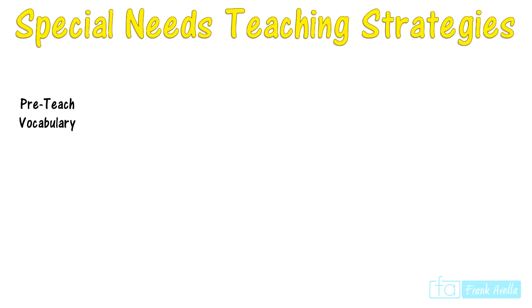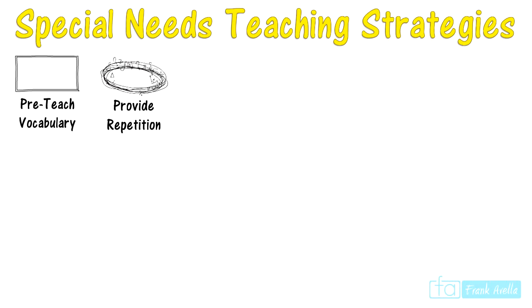First off, teachers can pre-teach vocabulary to better help prepare students for upcoming content. Special needs students are often grade levels behind. Next, provide repetition and practice. In younger grades especially, establish class routines. This is important for children on the autism spectrum, but useful for all special needs children.